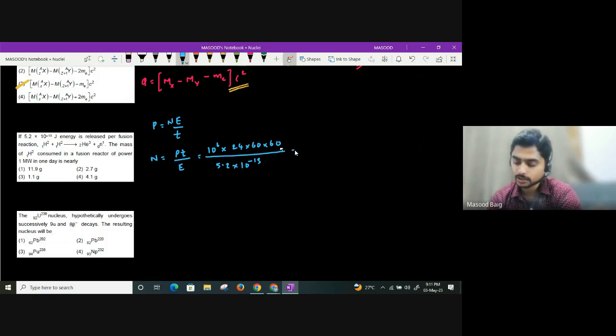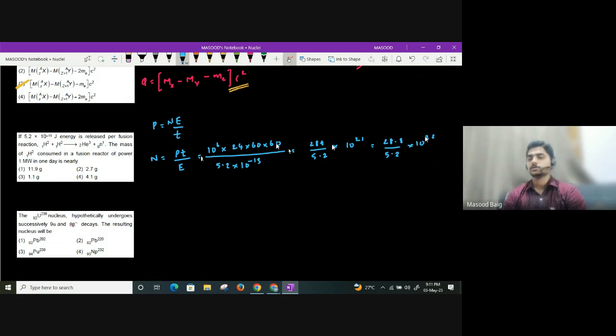So if you send it to the numerator, you will get 12, 144, 288. You will get 288 divided by 5.2 into 10 power 6, 10 power 8, so you will have 10 power 21. Or I can write it as 28.8 divided by 5.2 into 10 power 22. These many fusion reactions are taking place.